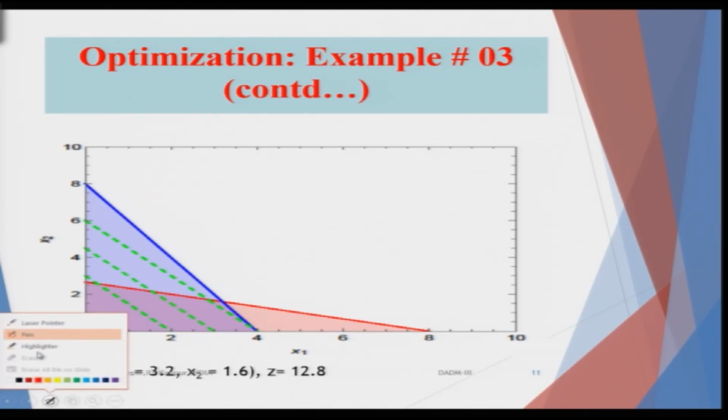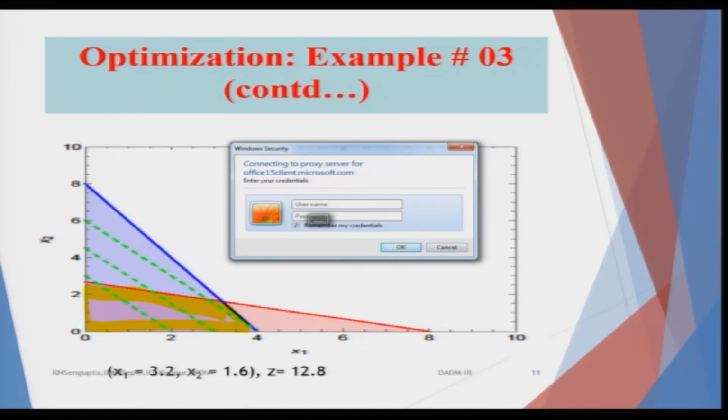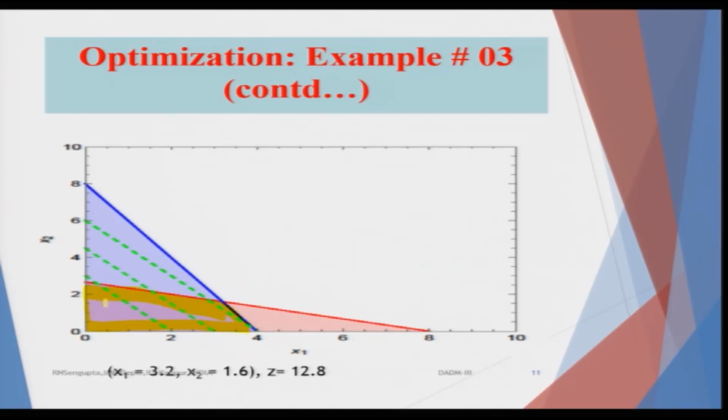I am sure all of you have understood, but still I will highlight. So, this is again A, B, C, D, and this is the point for which x1 is 3.2 and x2 is 1.6. So, the objective function is 12.8. Which means that you are going to produce 3.2 units of product 1, 1.6 of product 2, and the overall objective function value will be 12.8.